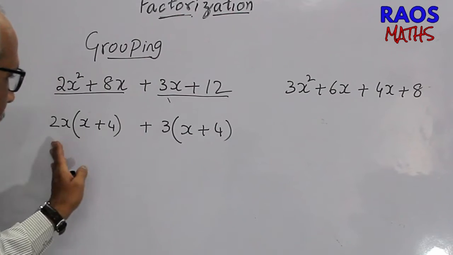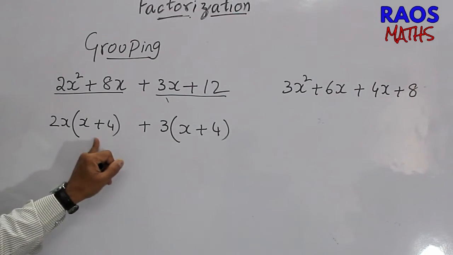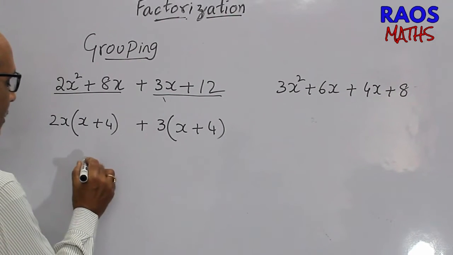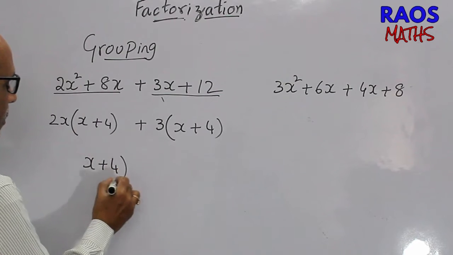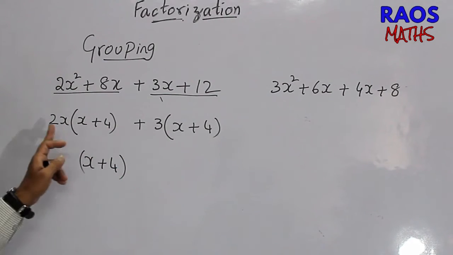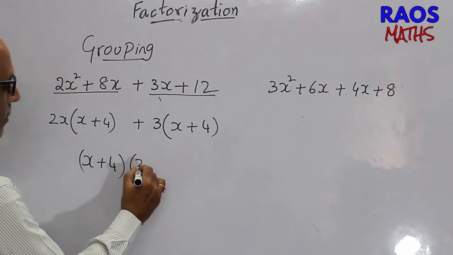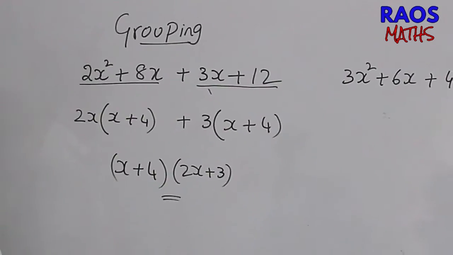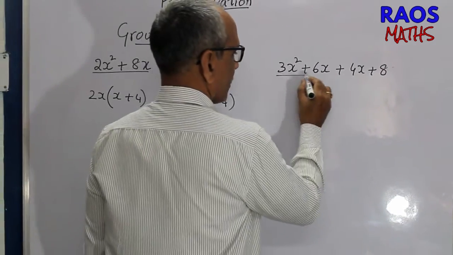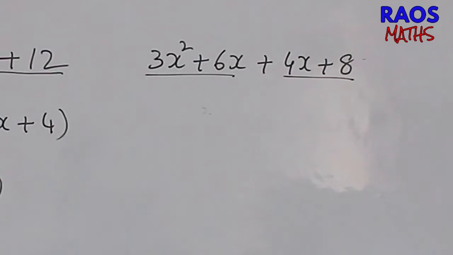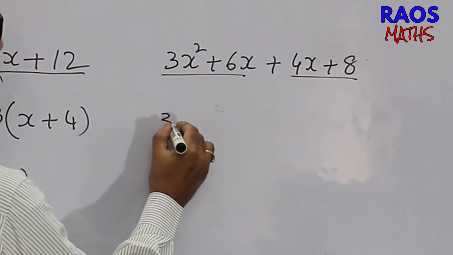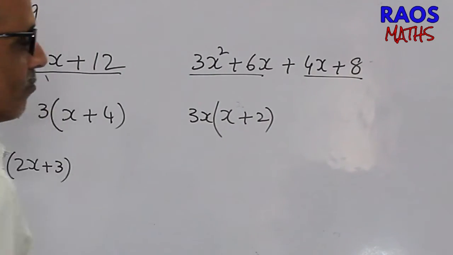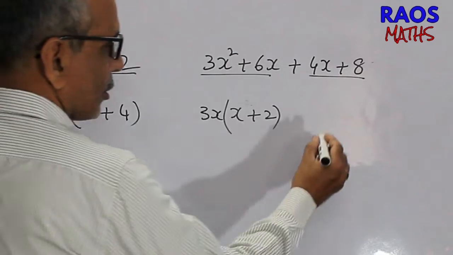Is it completed? No. Now what is the common factor? It is 2x of something, it is 3 of something, but something is the same here. What is the something? X plus 4, that is the common factor. What are the other factors in the first group and second group? 2x and plus 3. So this is called grouping. Very simple. Here also, for the first and second there is a common factor. Here it is 3x. The rest of the factors, x plus 2. So what do you get in the bracket? X plus 2. Sure.